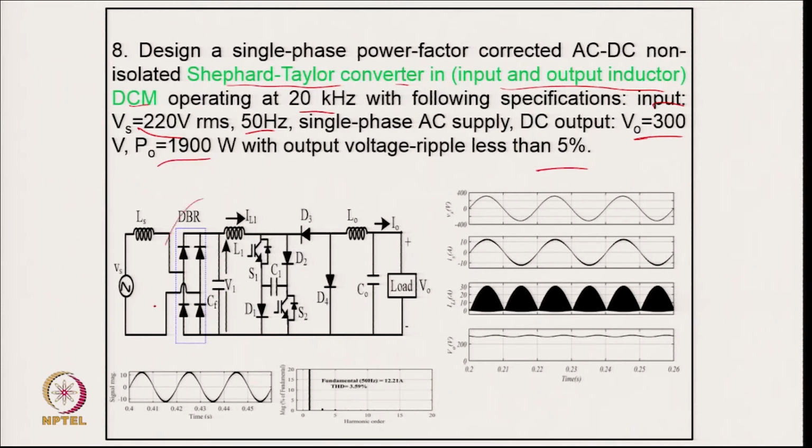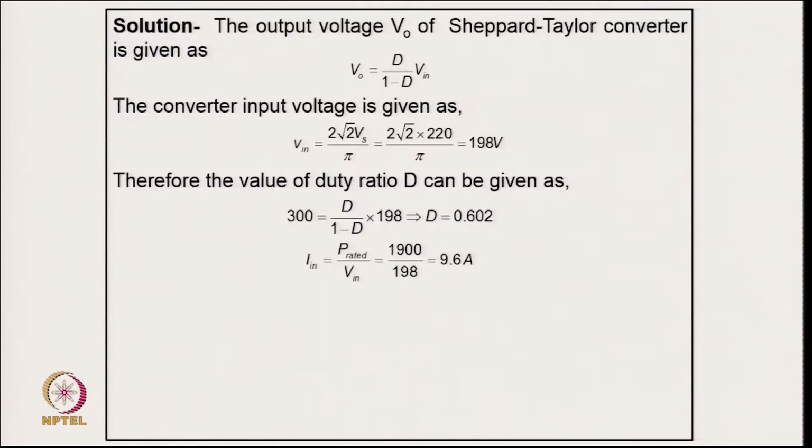So, this is the circuit after the rectifier, typically the Shepherd-Taylor converter. After designing it typically in DCM and making the model with these values, we get the simulated waveforms: the supply voltage, and this is the supply current, which you can see is in phase with the supply voltage and almost close to sinusoidal, and this is the input inductor current, which is discontinuous, and this is the output voltage. And in the harmonic spectrum, you can see this input supply current has a THD of only 3.59%.